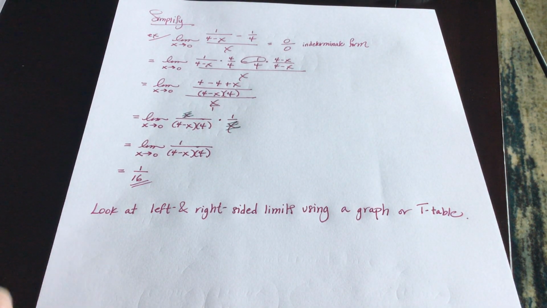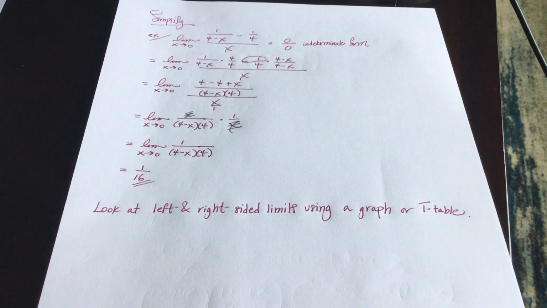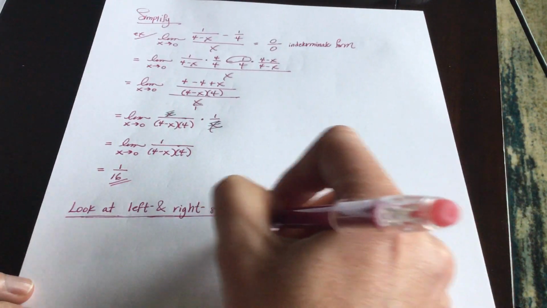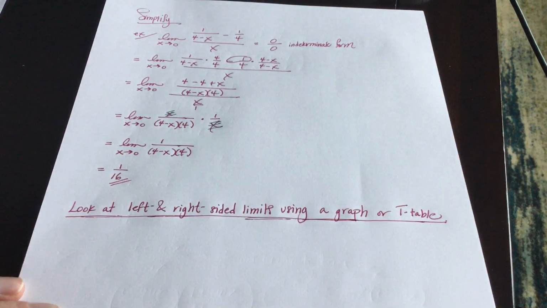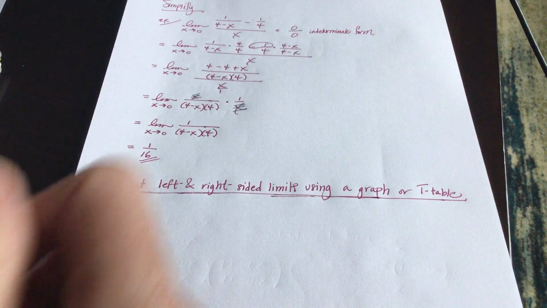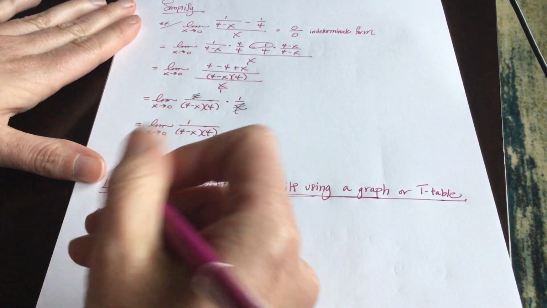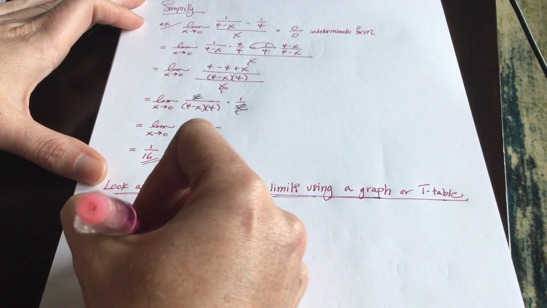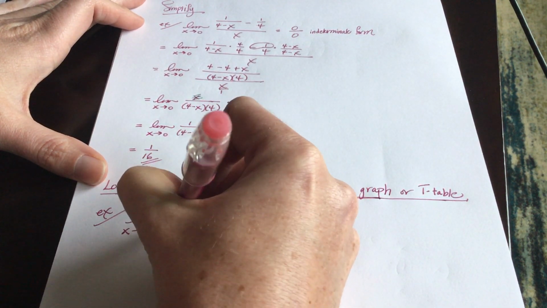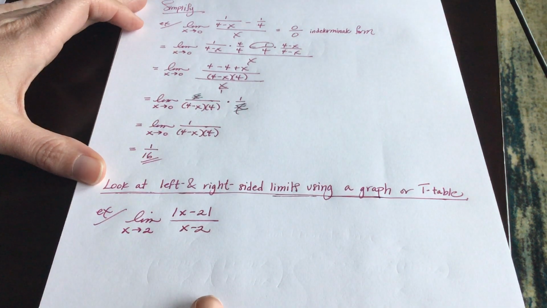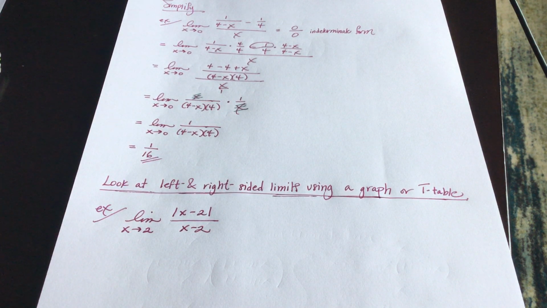So if any of the tricks that I mentioned today do not apply very well, then this would be your last thing to try. You should always be able to get the answers from this if the other things fail. So a quick example: what is the limit as x approaches 2 of the absolute value of x minus 2 over x minus 2? How would you go about that?